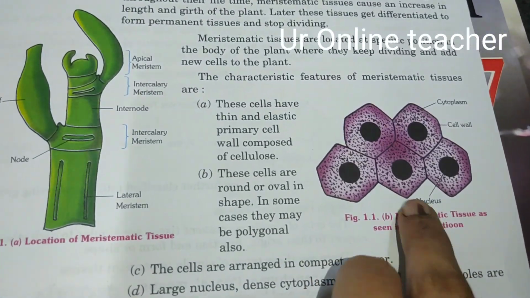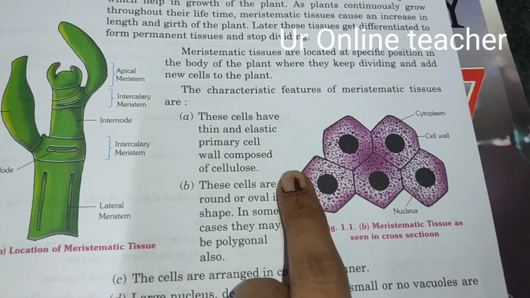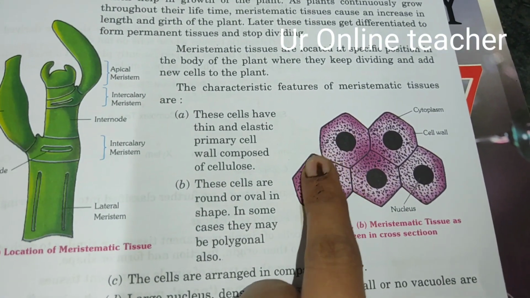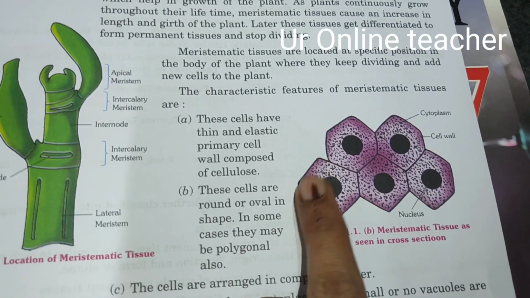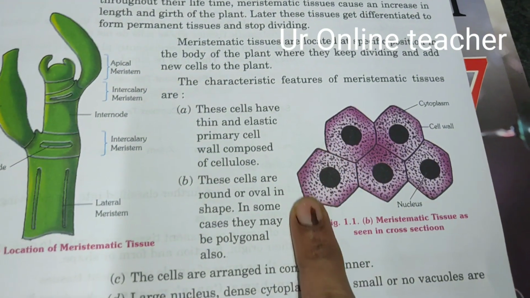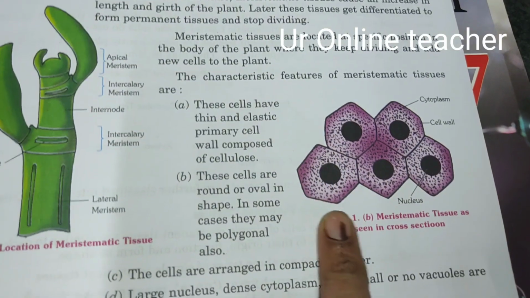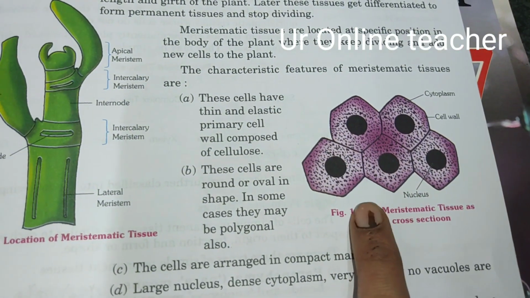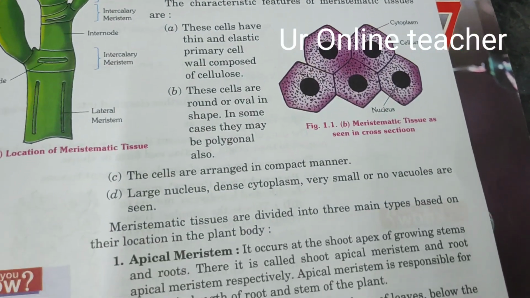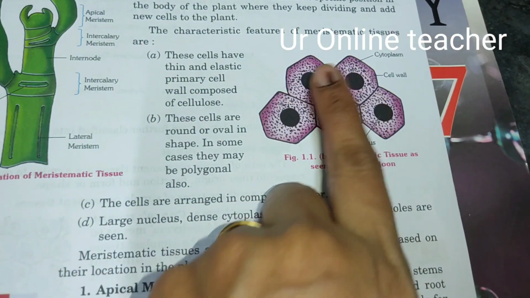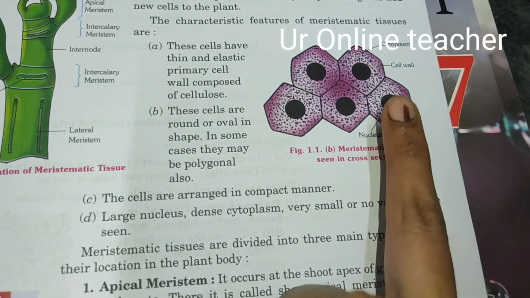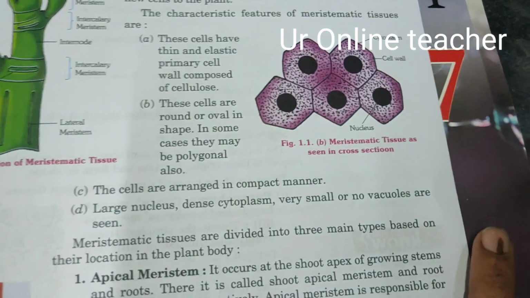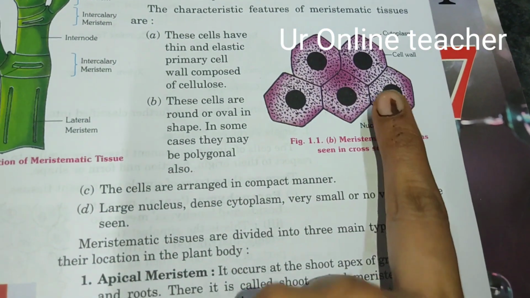Let's see. These cells have a thin and elastic primary cell wall composed of cellulose. So the cell wall is very thin and elastic, and it is composed of cellulose. The cells are round or oval in shape. In some cases they may be polygonal also. The cells are arranged compactly, with no intercellular spaces. They are arranged very tightly. They have a large nucleus and dense cytoplasm. Very small or no vacuole is seen.